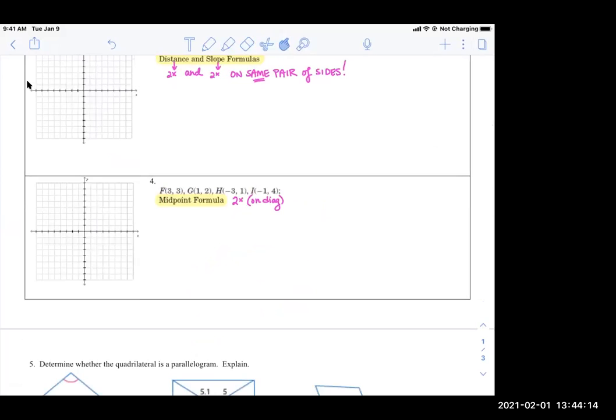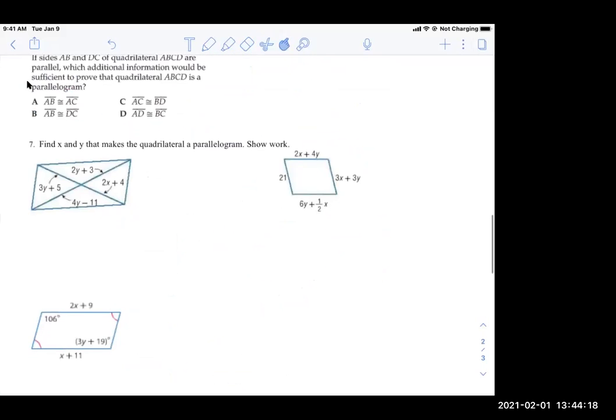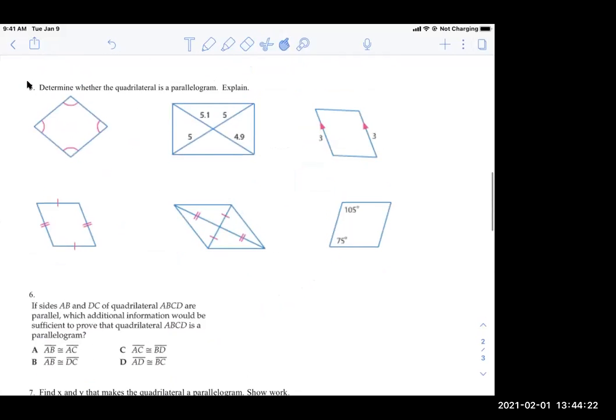Okay, that's the first page, doing those formulas. And then the second page is going to be some more stuff that is similar to what we did today. Okay, all right, we're finished for today.